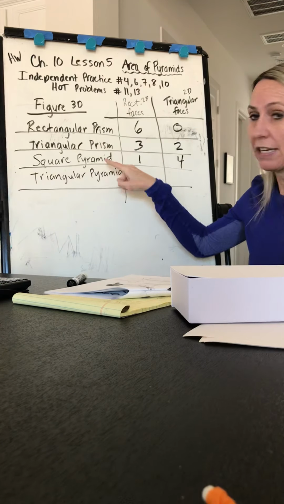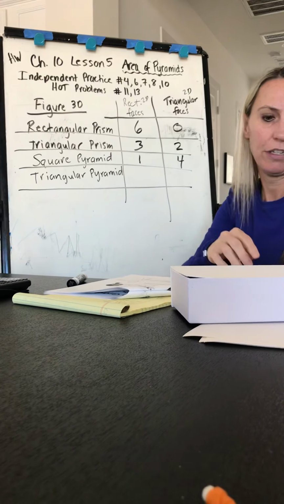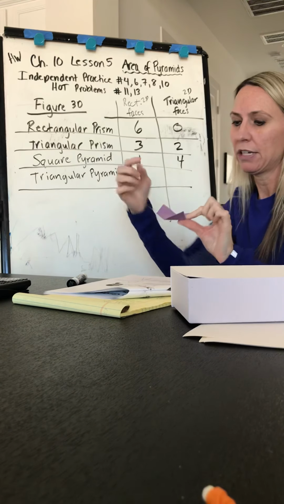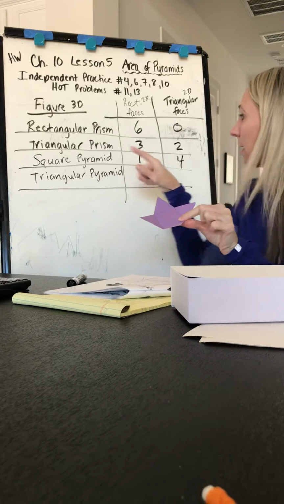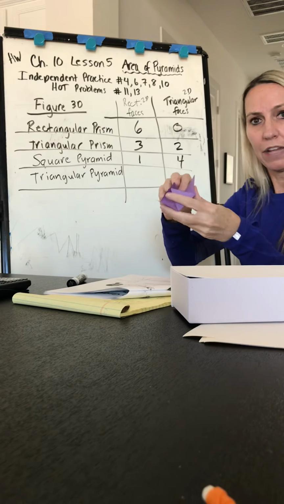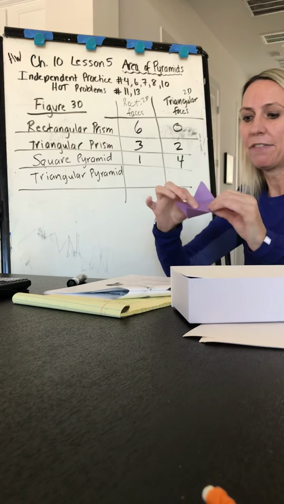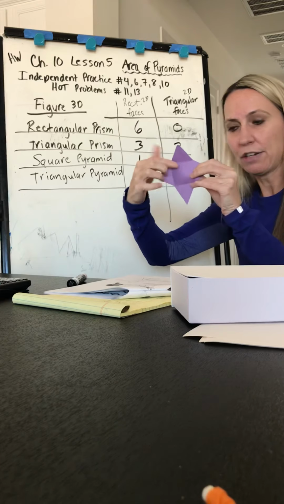This pyramid is where it comes to a point. So rectangular, which, since a square is a rectangle, there's going to be 1 here, and then the triangular faces, there's 4 triangles coming off of that to a point. So that's this one.